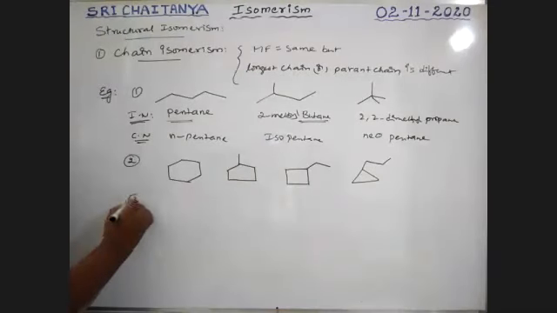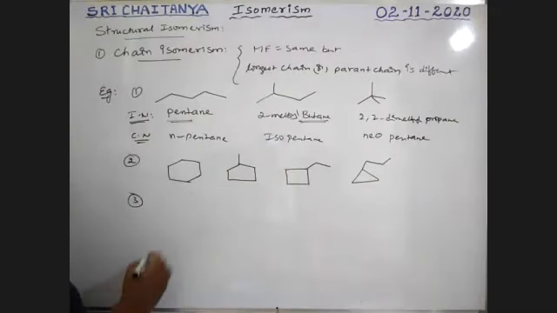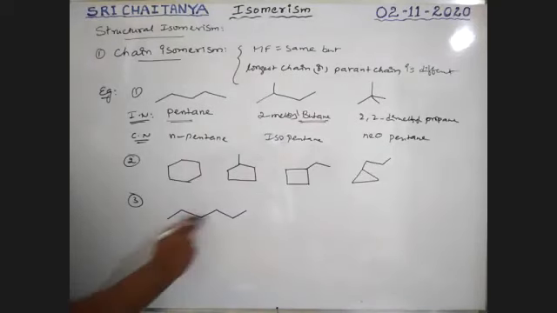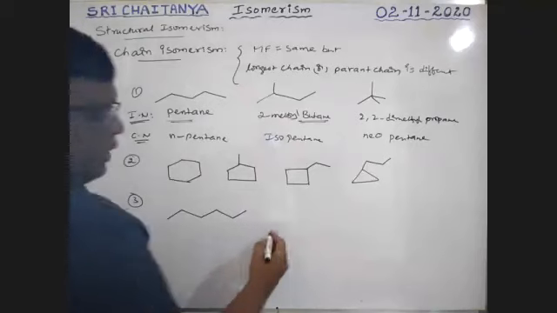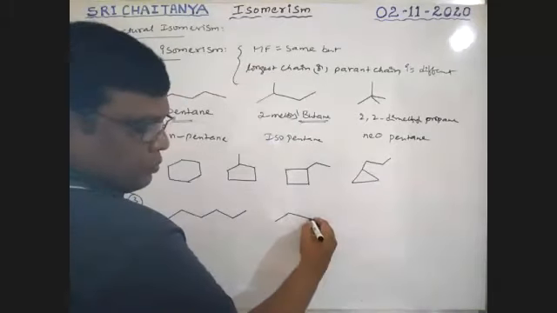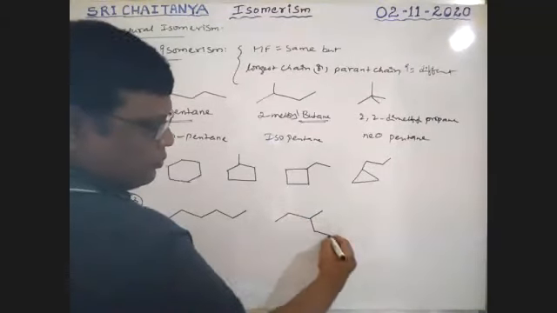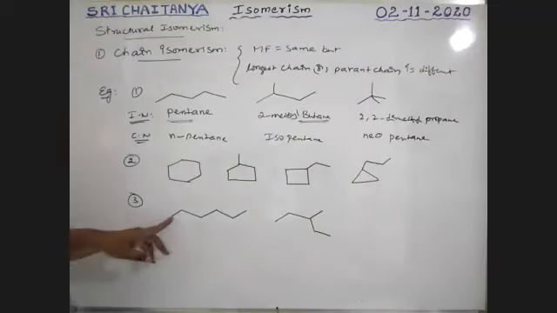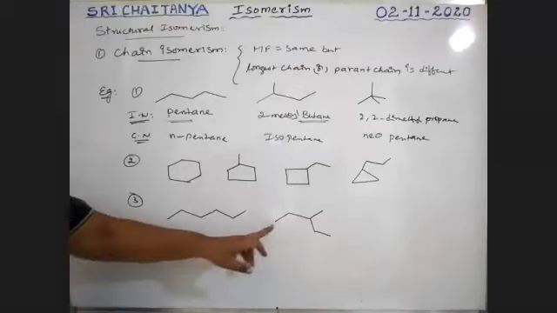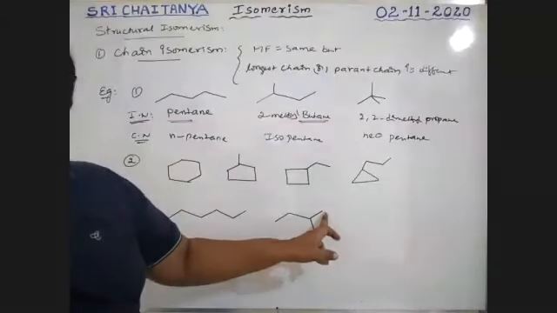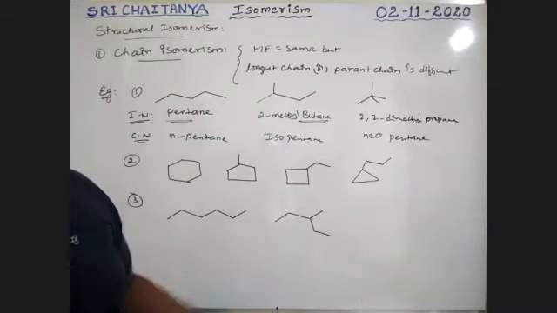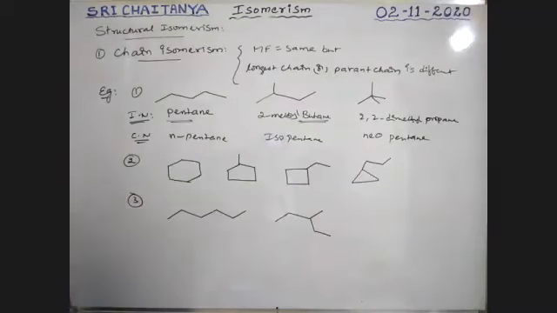Next, third one. See here, a 6-membered ring. I am writing this one like this. Boys, are these chain isomers or not? See here, 1, 2, 3, 4, 5, 6. And 1, 2, 3, 4, 5. That means it is a 5-membered ring and a 6-membered ring. These two are chain isomers.